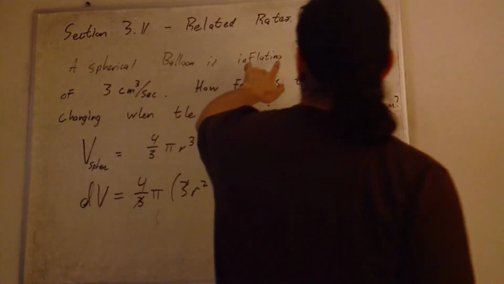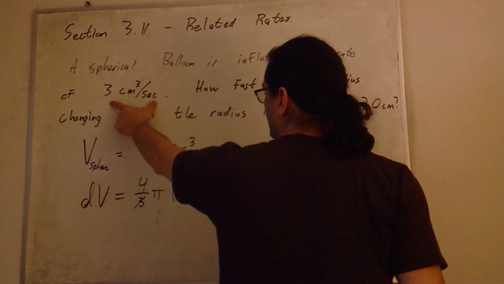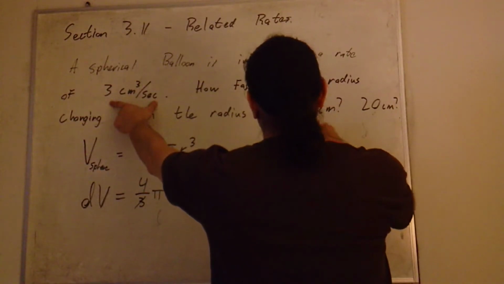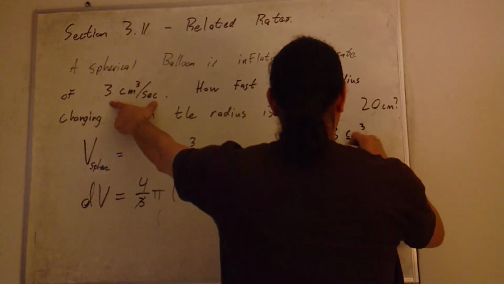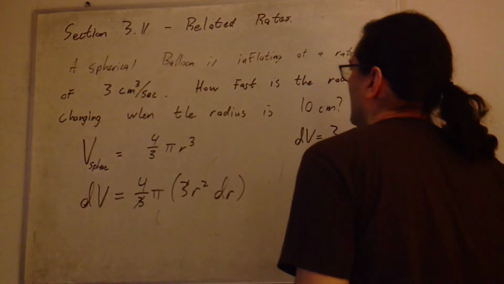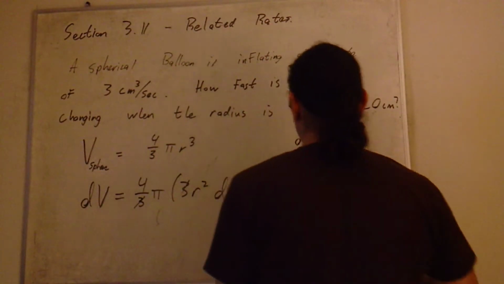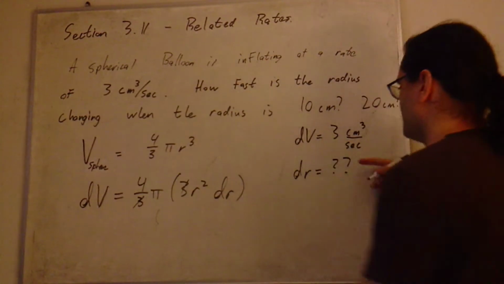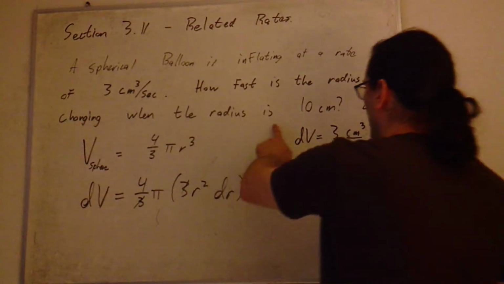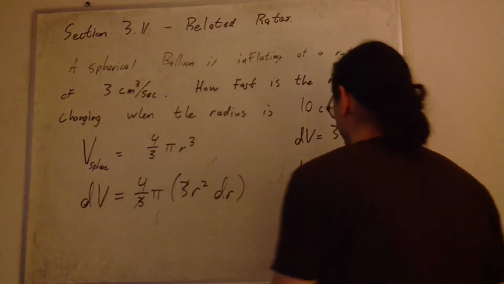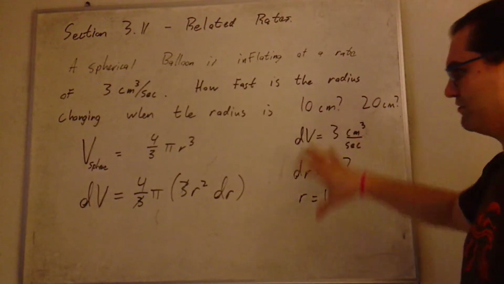The spherical balloon is inflating at a rate of 3 cubic centimeters per second. This is a rate of change of volume. So that's going to be dV. dV equals 3 cubic centimeters per second. How fast is the radius changing? That means that dr, the rate of change of radius, is the question. This is what I need to solve for. This is what I need to find. When the radius is 10 centimeters, r equals 10. So this is given, I'll do the r equals 20 version later.